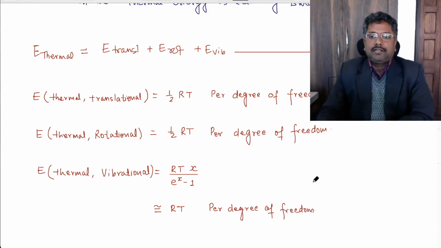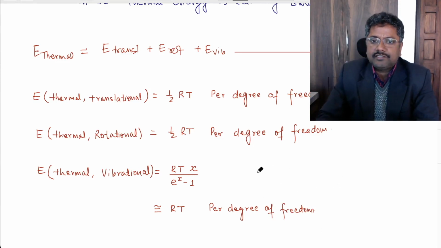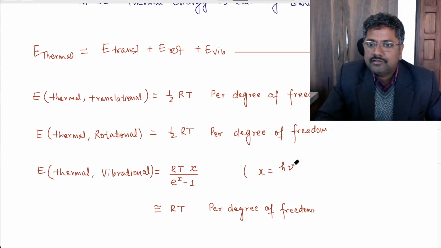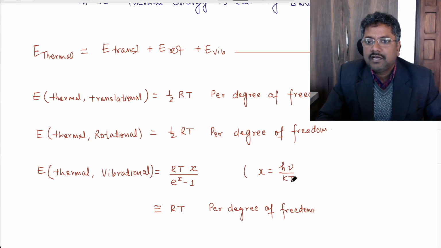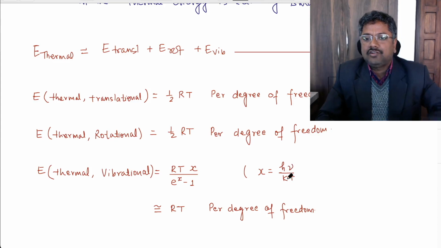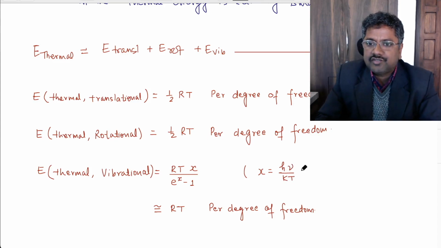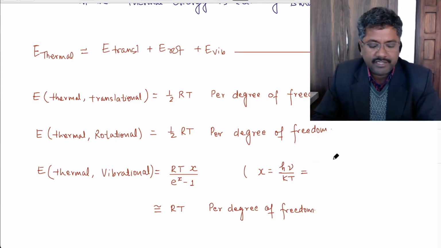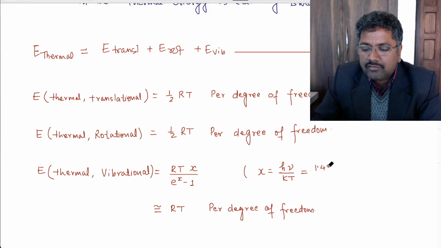right? And here x is equal to h nu by k into t, right? And if you put the value, this is Planck's constant, this is Boltzmann constant, this is temperature, so this becomes equal to 1.438 nu bar by t, right?